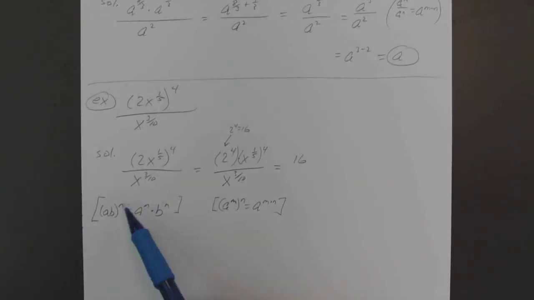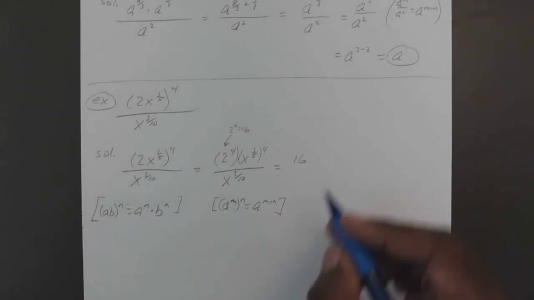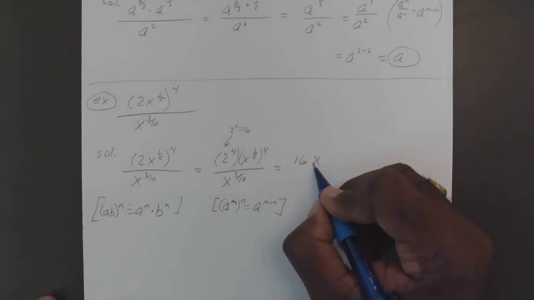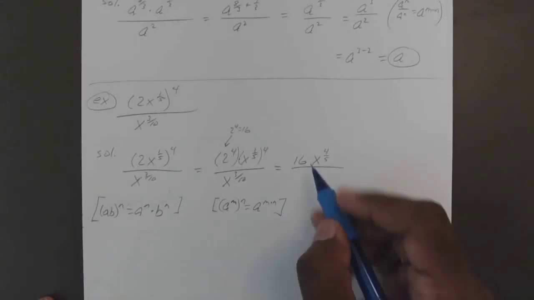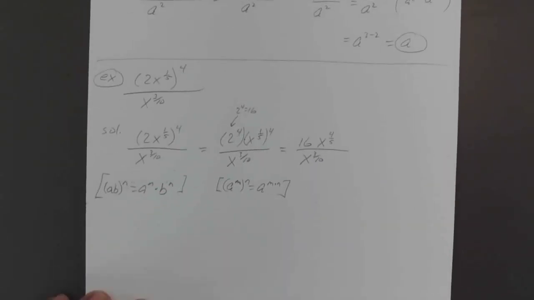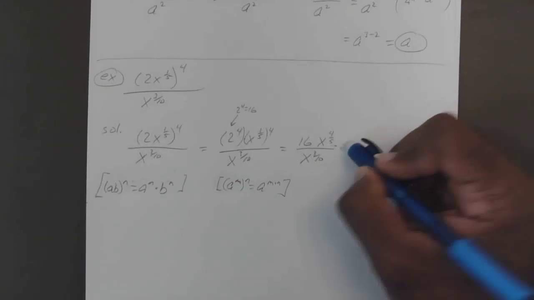Okay, so that one distributes the exponent. And this one just multiplies those two. So you have 16, x to the 1/5 times 4, which is x to the 4/5 power, divided by x to the 3/10. Now the 16, you can actually just factor that out to the front. Give me a little extra room here.